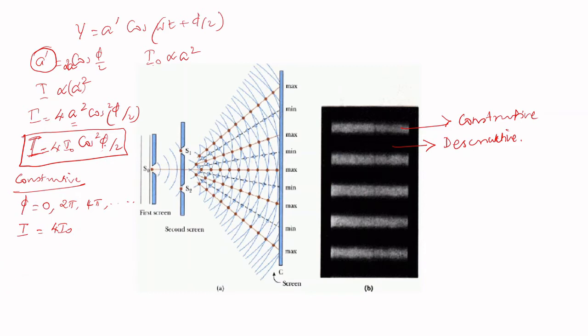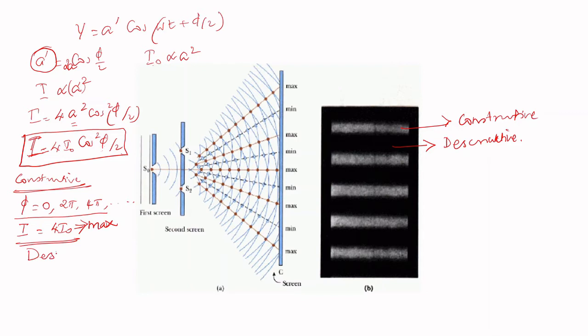Similarly, when you give 2 pi here, 2 pi by 2, that means it will be pi. Again, cos square pi is 1 only. So that will be again giving you I is equal to 4I0. So when we give phi values as 0, 2 pi, 4 pi, etc., I will be at its maximum, that is 4I0. That is the condition of constructive interference.